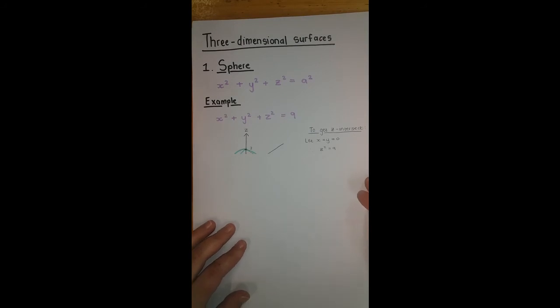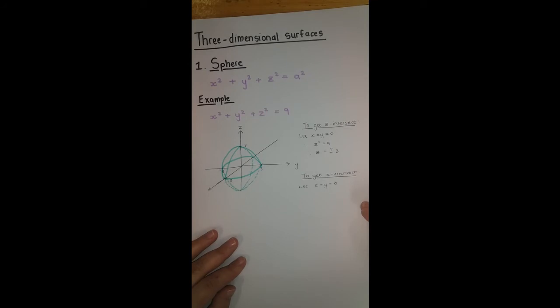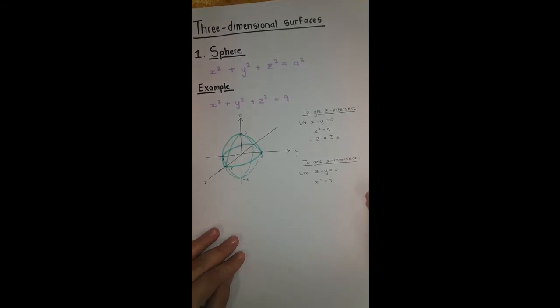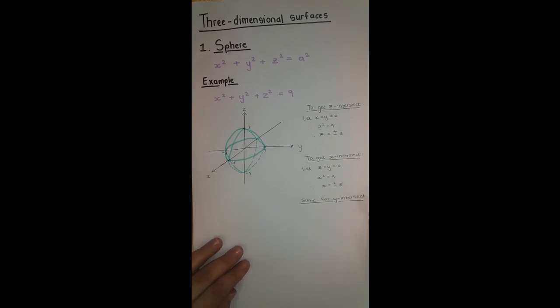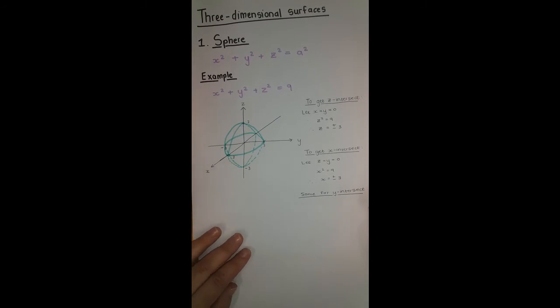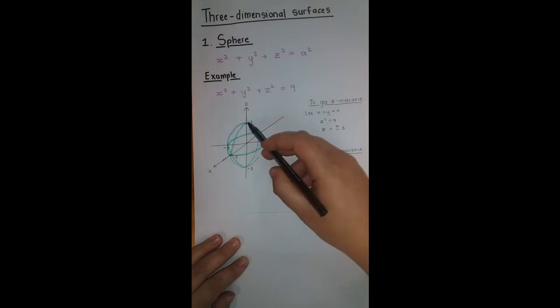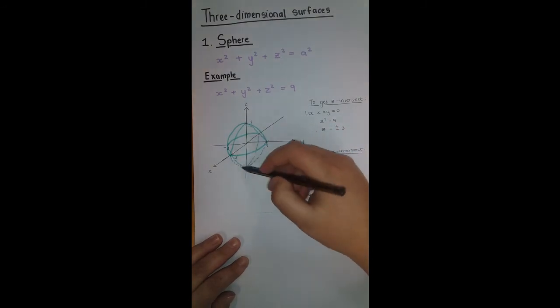Therefore, z squared is equal to 9, and z is equal to plus minus 3. To get your x intersect, you will just say z and y is equal to 0, and therefore x squared is equal to 9, and x is equal to plus minus 3. And then you would do the same for your y intersect, so y would be plus minus 3. And then you'll find that the sphere would look as follows.